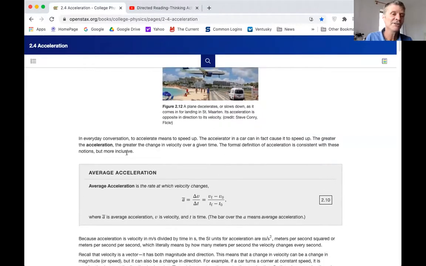I ask another student to read: in everyday conversation, to accelerate means to speed up. The accelerator in a car, in fact, causes it to speed up. The greater the acceleration, the greater the change in velocity over a given time.